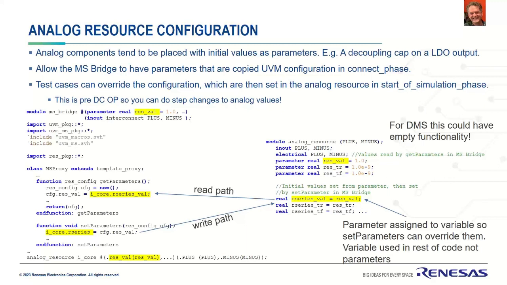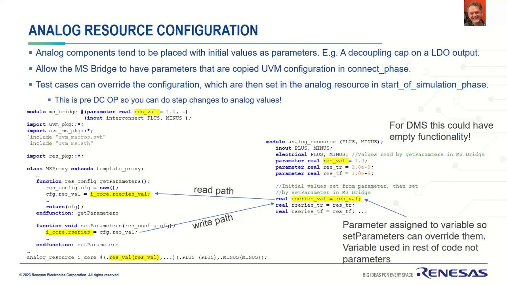So again, this is just showing a bit of a code snippet where we've got the read path back from the analog resource there on the right, which is the R series value going back into the configuration class. When we get parameters, you can see the assignment back into this configuration class, the item called resval that takes that value. And then later in the phasing, we set parameters, that's the write path, taking as a parameter the configuration class from the agent, and then we set the core R series to be whatever the item is in that configuration class.